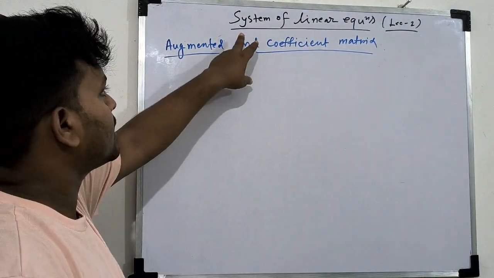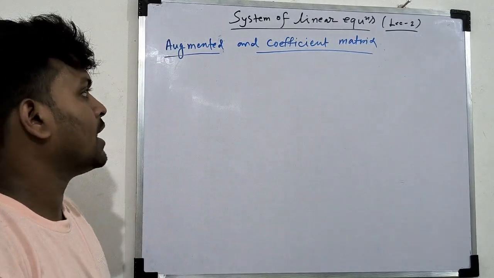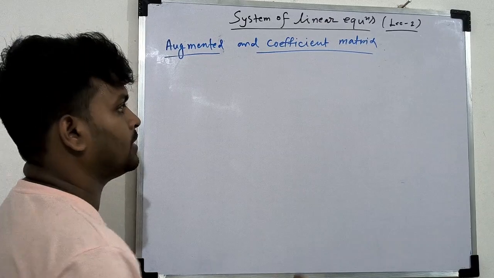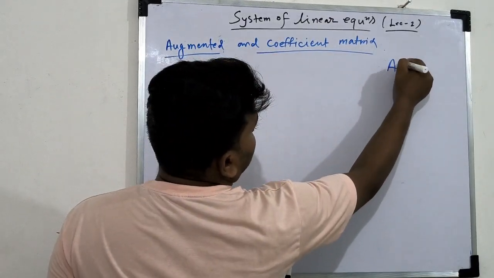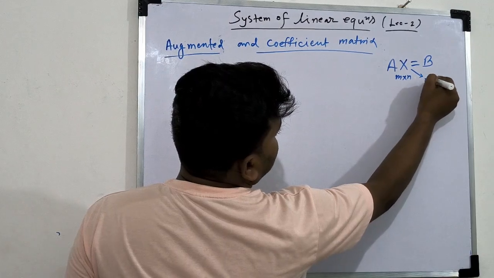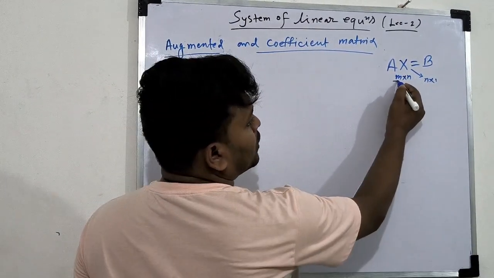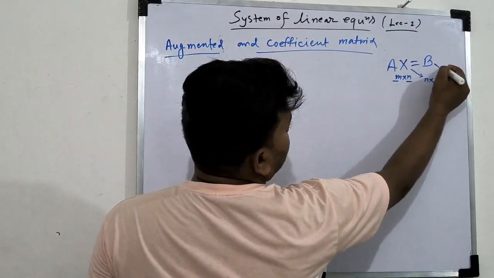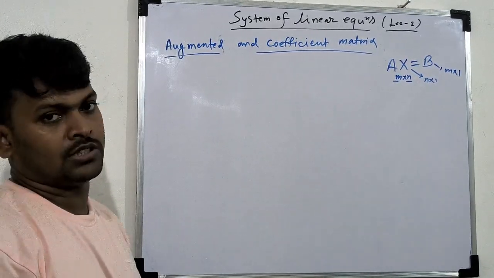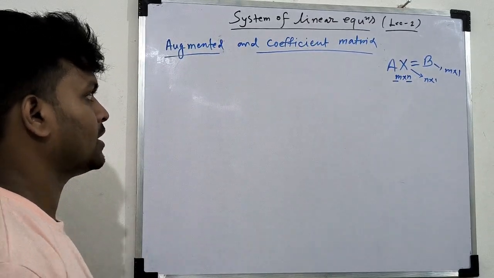So in the previous lecture, the first lecture on system of linear equations, we discussed some basic things and the general form of a linear system of equations Ax = B, where A is an m by n matrix, X is an n cross 1 matrix, that is, a system of linear equations with m equations and n unknowns, and B is an m cross 1 matrix. Today I will discuss some more things about systems of linear equations.